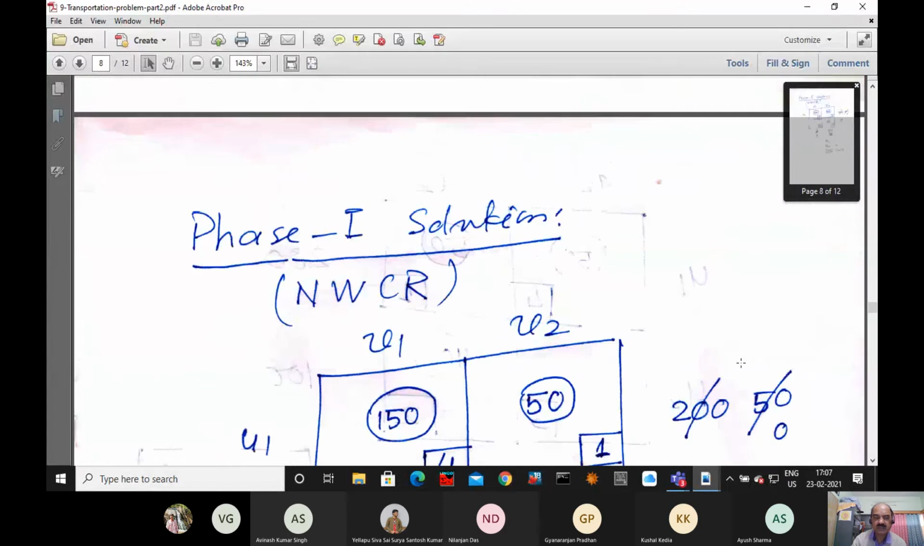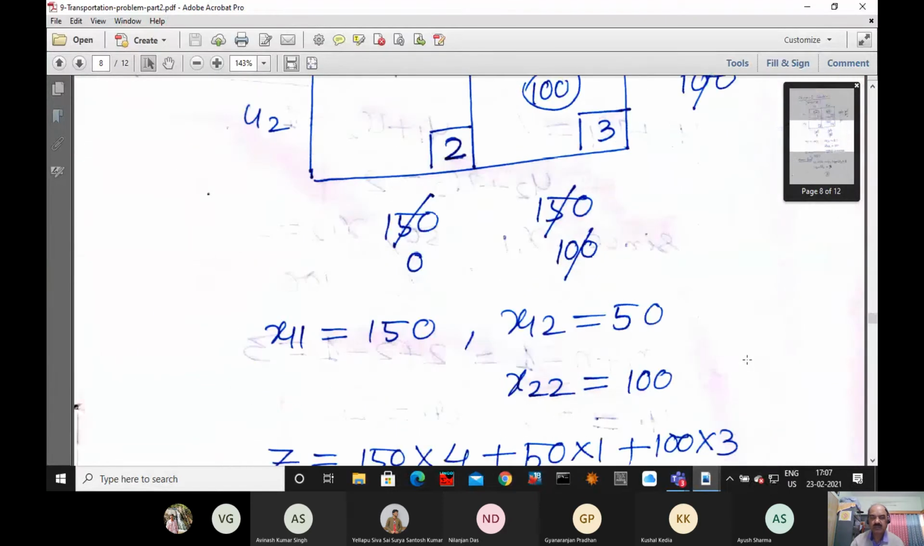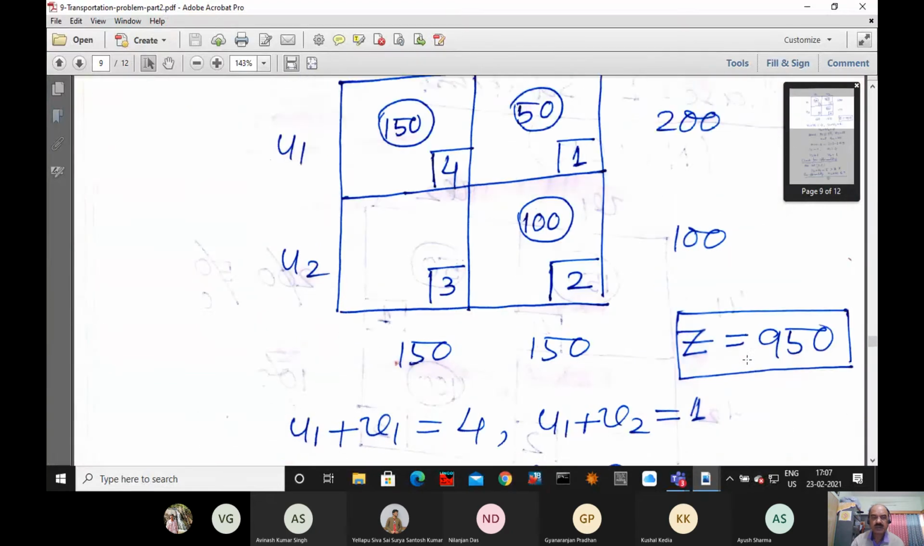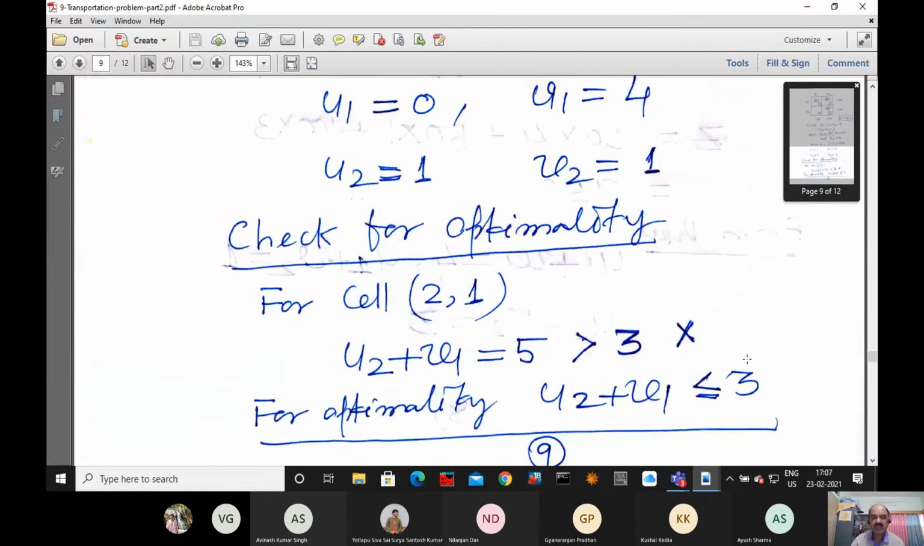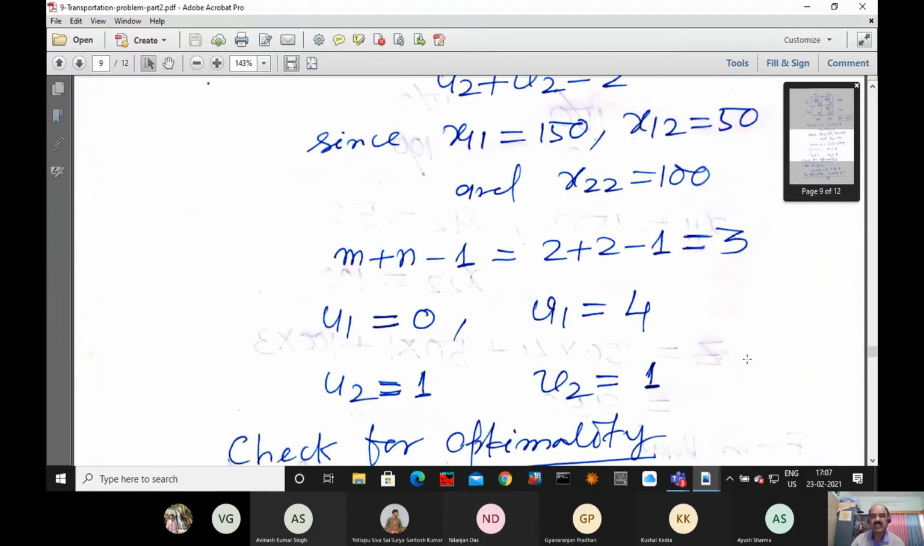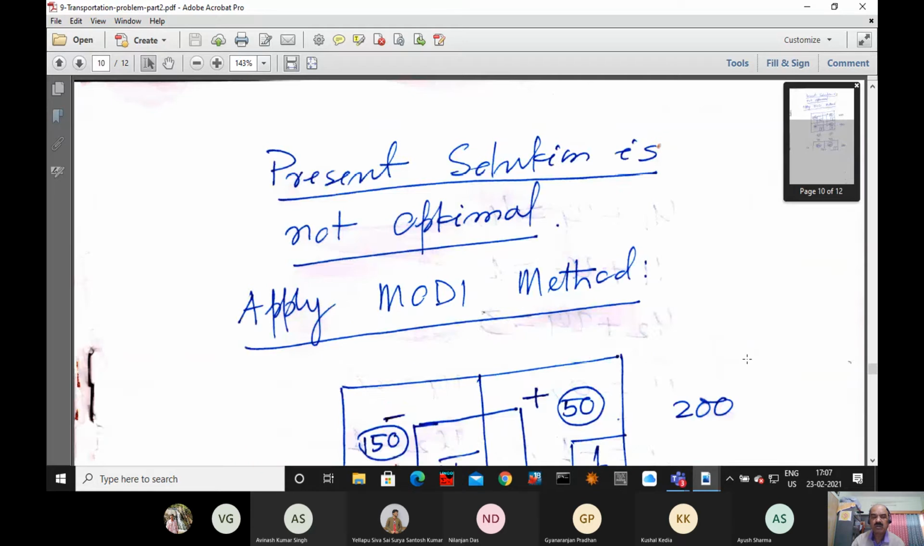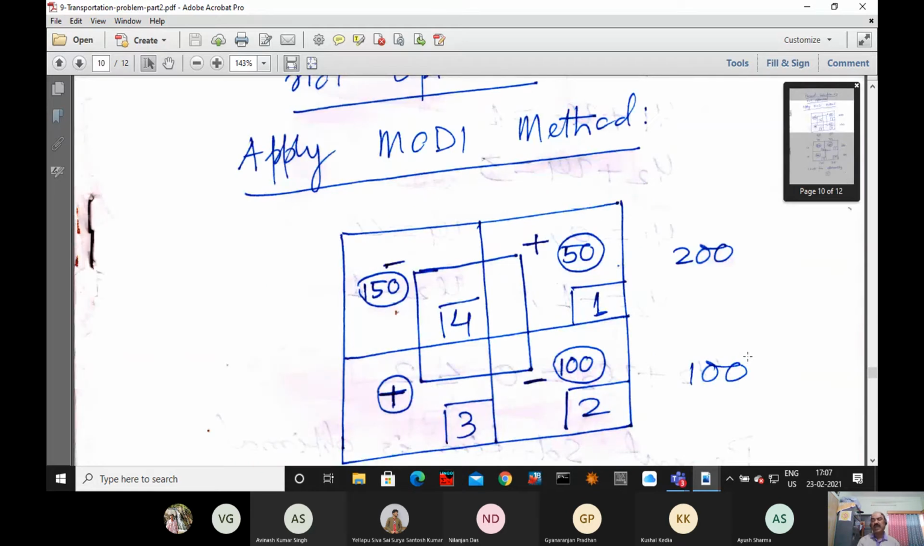So this method is like this. The modified distribution method says we have to form a closed loop. So this is not fulfilled. This is the only cell which is not fulfilled. So this is the entering variable. We'll try to make this the entering variable: X11, X12, X21, X22. So X21 is the entering variable, which was 0, now it is positive.